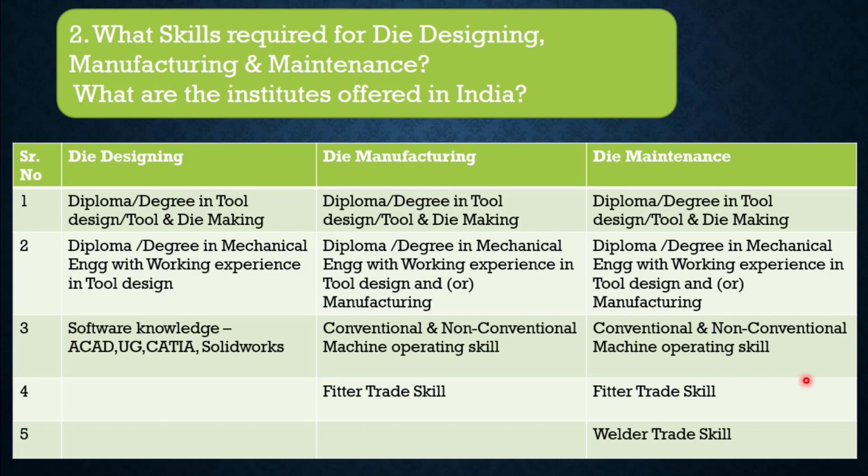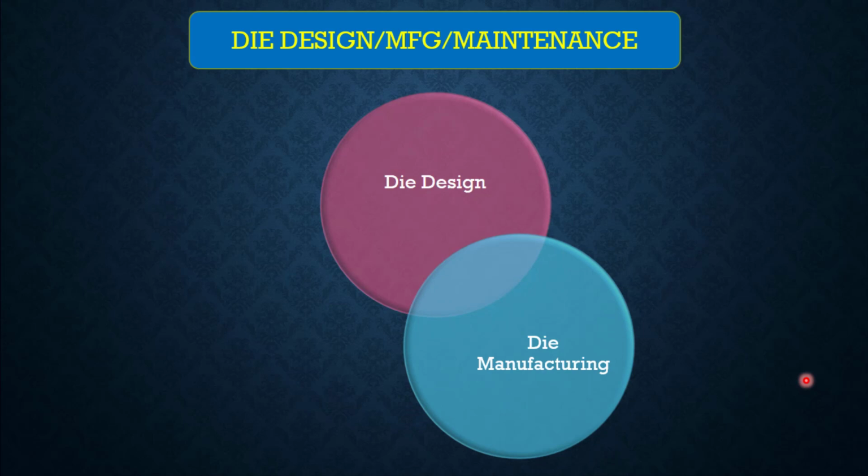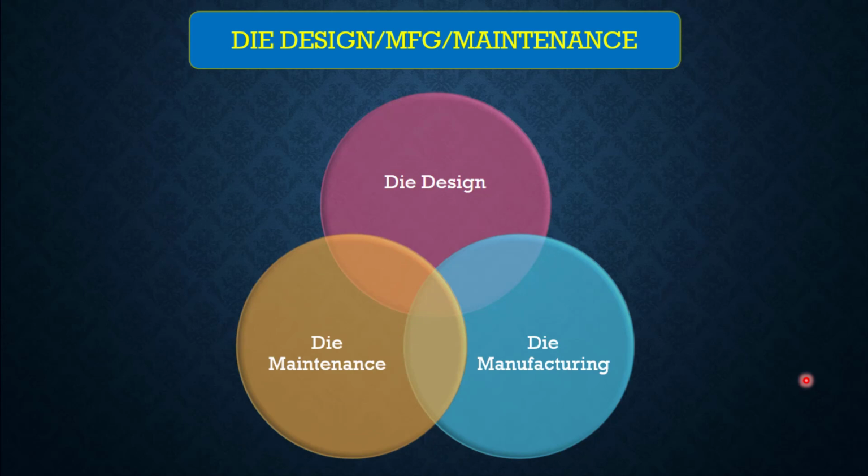We cannot afford to manufacture the die every time new, and the lead time also will not allow for the production cycles. So die maintenance skill set required: fitter trade skill along with the welder trade skill. Next, die design. Die designer required the software knowledge, and die manufacturing required with the same degree along with the fitter trade skill, and die maintenance required in addition to the fitter welder skill.